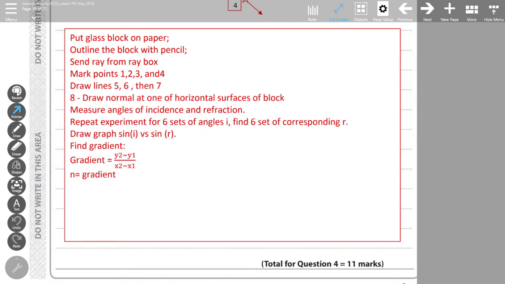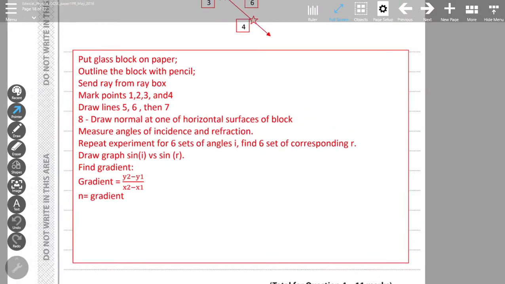Here are the steps. Put the glass block on paper, outline the block with a pencil, send a ray from the ray box, mark points 1, 2, 3, and 4, and draw lines 5, 6, and 7. Draw the normal at one of the horizontal surfaces of the block. Measure the angle of incidence and refraction. We should repeat this experiment for 6 sets of angles i, and find 6 corresponding sets of angle r. Draw a graph of sine i against sine r, and find the gradient using the formula y2 minus y1 divided by x2 minus x1. n will be equal to the gradient. Finished with this page.